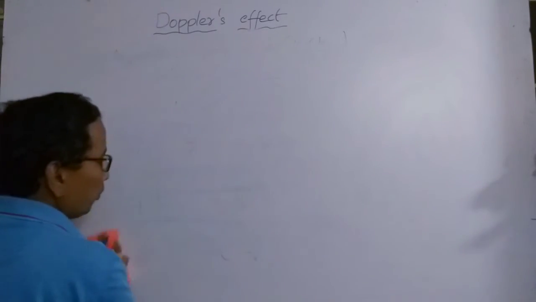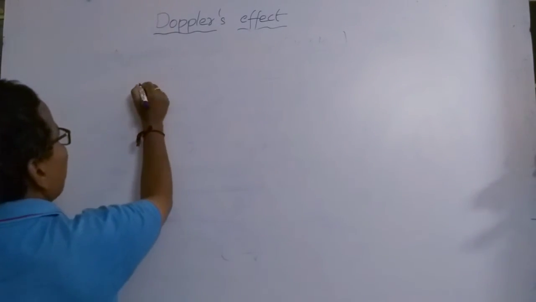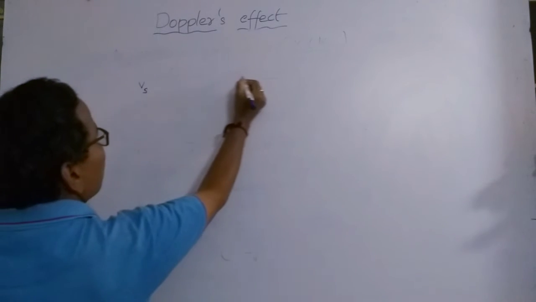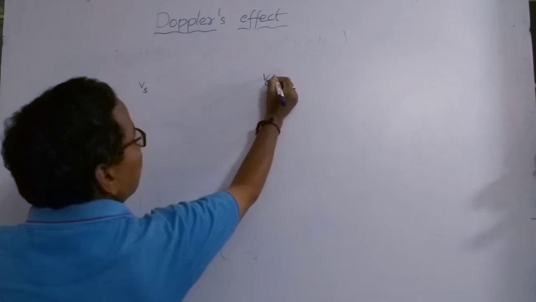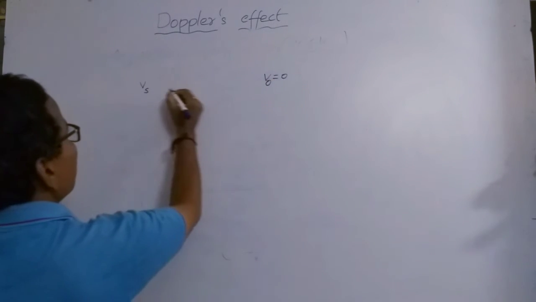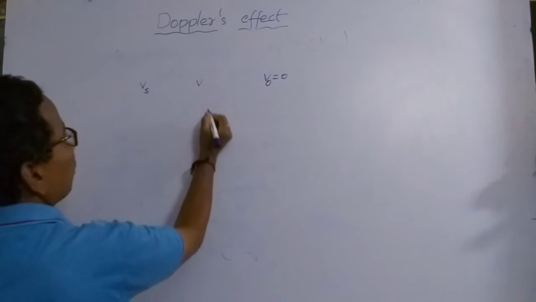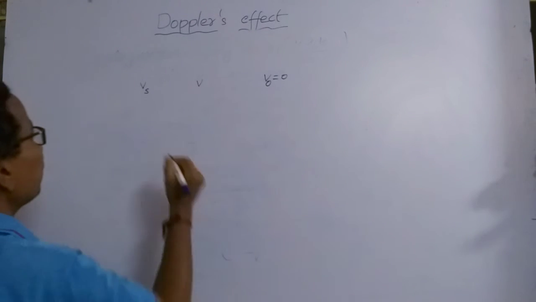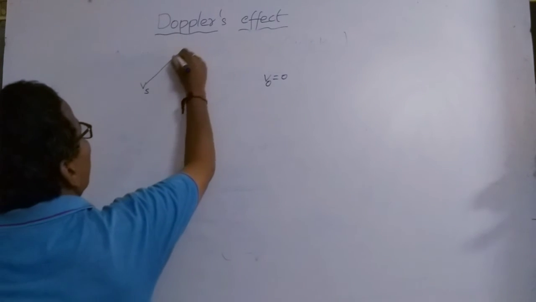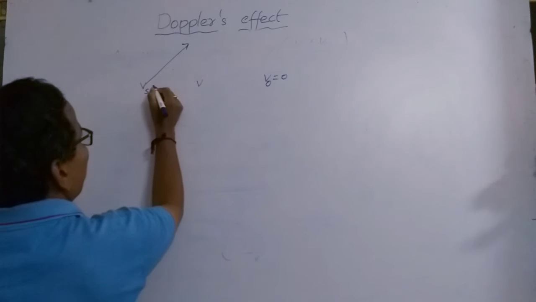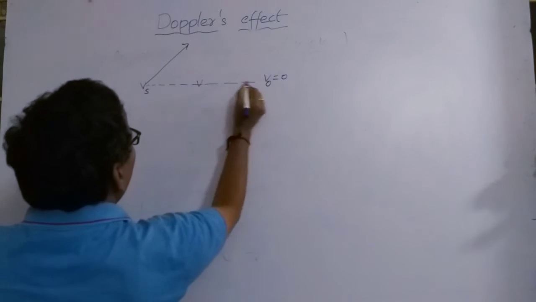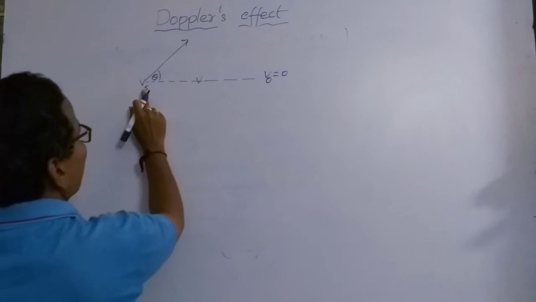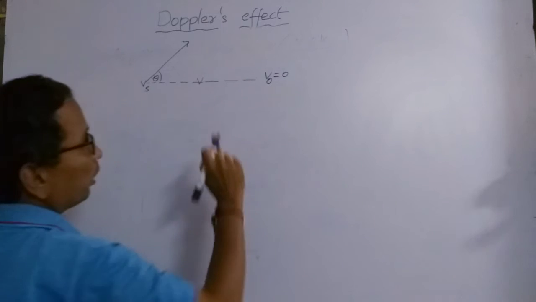In the same situation, you can take a different one. This is the source, this one is the observer. Suppose the observer is at rest, like this. This is the velocity of sound. But here is one thing: the source is moving in this direction, making an angle of theta with the line joining the source and observer.